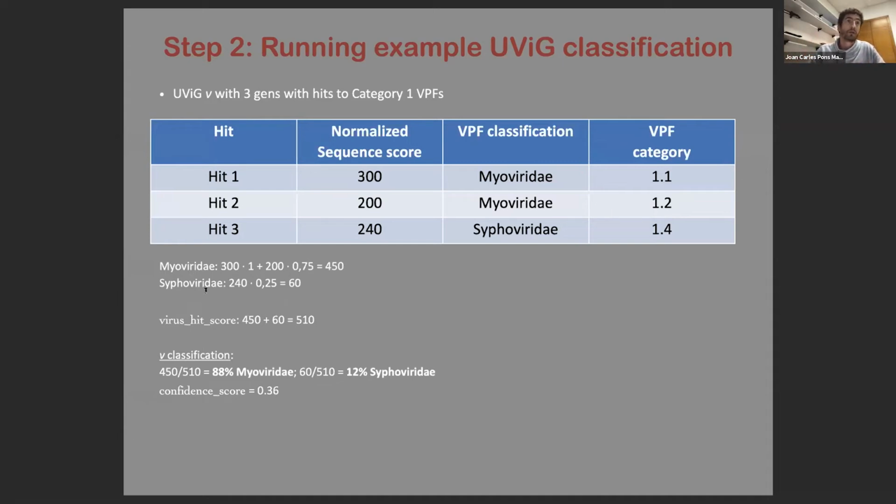Then we compute, here appears the formula, and we obtain a virus hit score of this computation. And then the classification assigned to this uncultivated virus genome is 100% of Myoviridae and 12% of Siphoviridae. And if we consider this virus hit score for all the other uncultivated viral genomes considered in this step, we obtain a confidence score of 0.36.